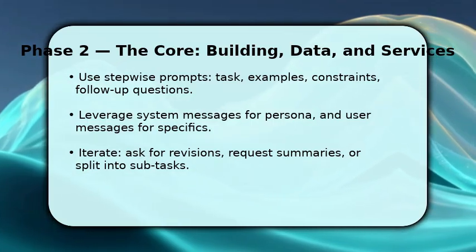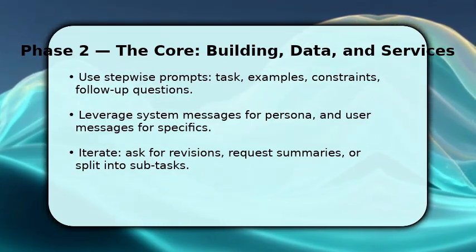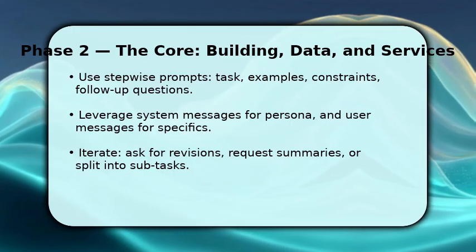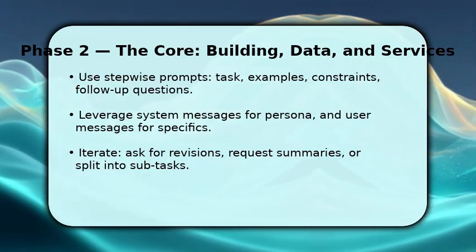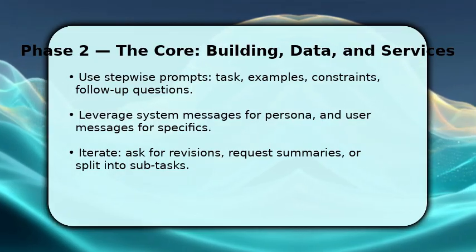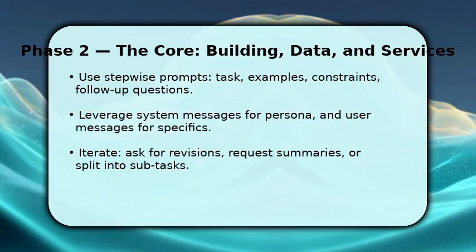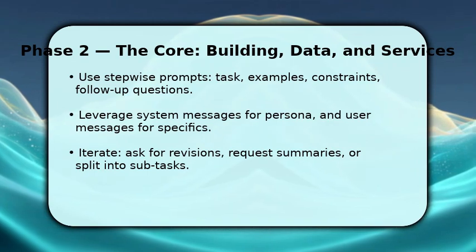If output is off, ask for a revision. Request bullet summaries, code blocks, or stepwise workflows. Make sure to break complex jobs into subtasks and iterate. Each pass narrows ambiguity, improves accuracy, and saves time when you need precise, actionable results.